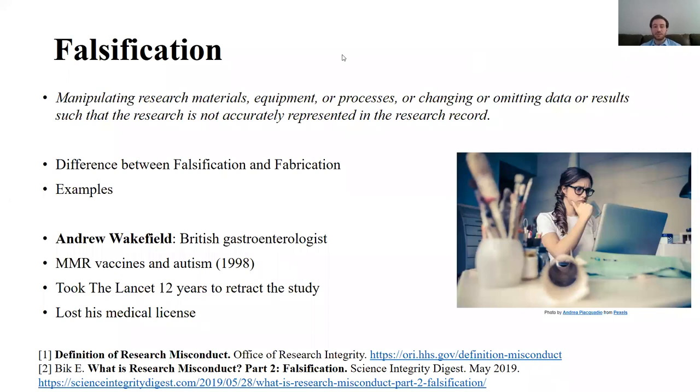The famous example of that is Dr. Wakefield, who's a British GI doctor, and he's famous for his MMR vaccine study that was published in the Lancet in 1998. In this study, Dr. Wakefield showed an association between the MMR vaccine and autism, and it was found later that this study was falsified. Although the study happened, the author changed the results in order to show an association between the MMR vaccine and autism. And we're dealing with the consequences of that falsified study till now. Millions of people in the US and Europe don't vaccinate their children because of this falsified study. Dr. Wakefield lost his medical license as a result, and it took the Lancet almost 12 years to retract this study.